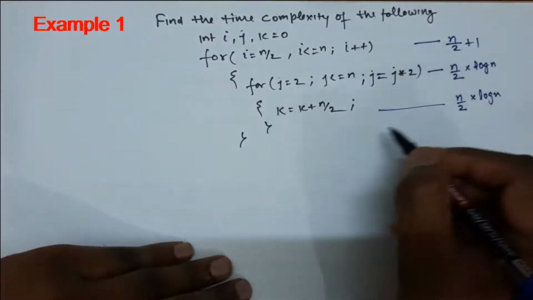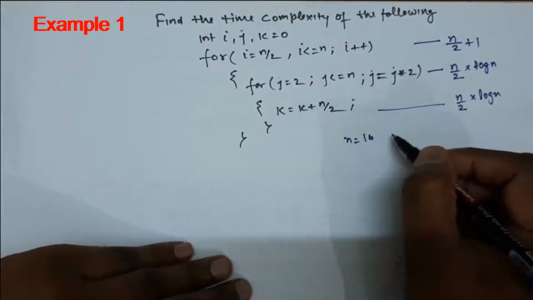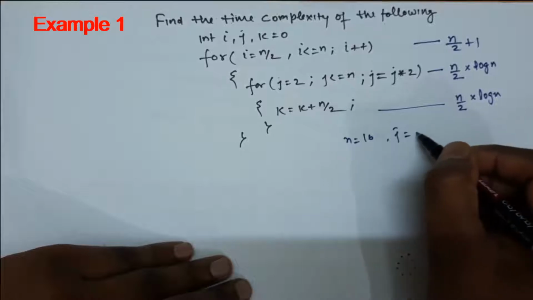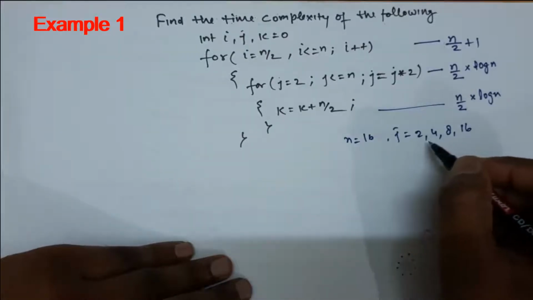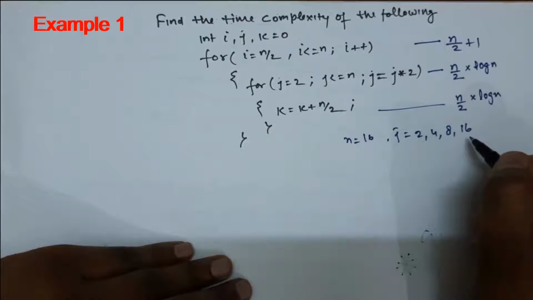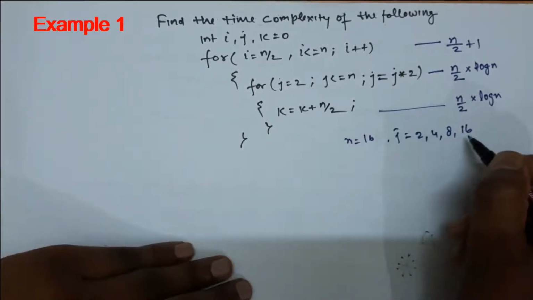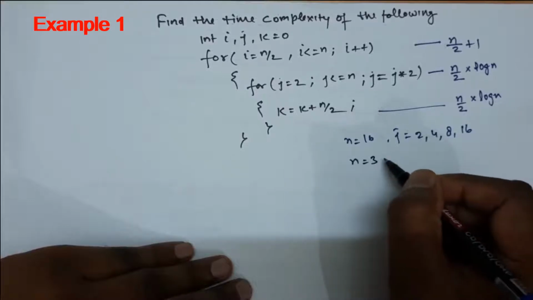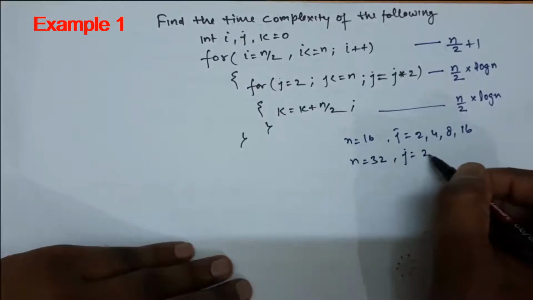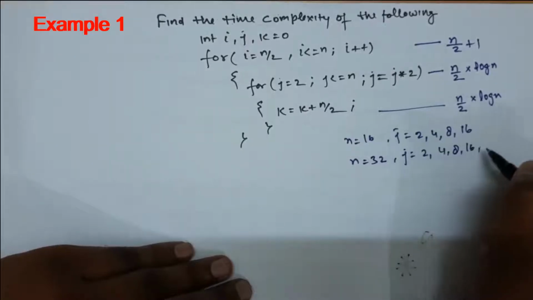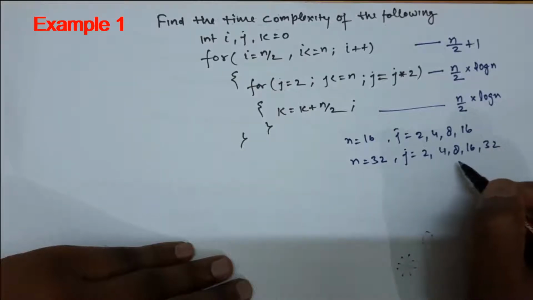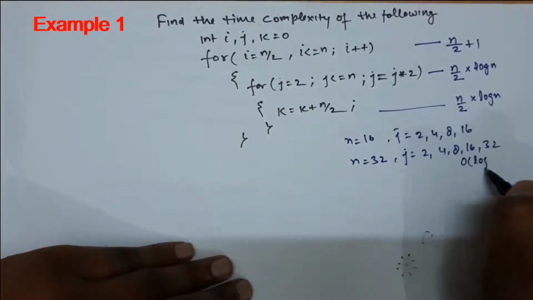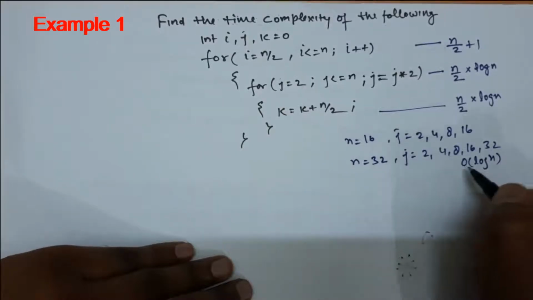We can understand with this example. For example, if you take n equals to 16, then the value of j would be 2, 4, 8, 16. Okay, so it will be running only for the 4 values. Means the value of j will be updated for only 4 times. Similarly, if I take n equals to 32, so the value of j would be 2, 4, 8, 16, 32. Means it is going up to only for the 5 updation. Fine. So the j would run for order of log n.